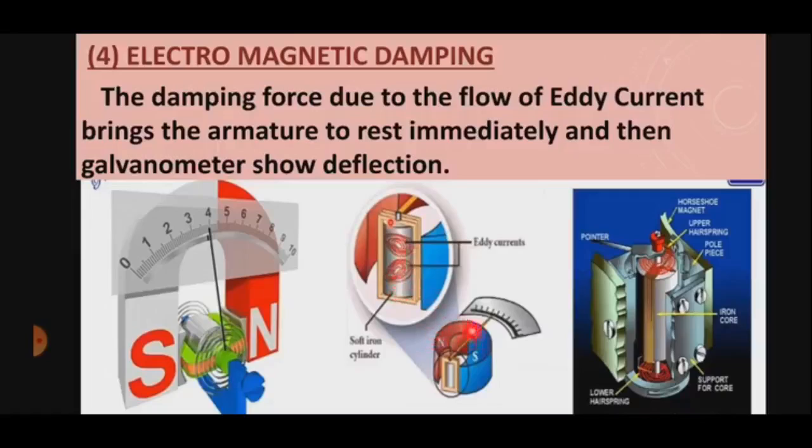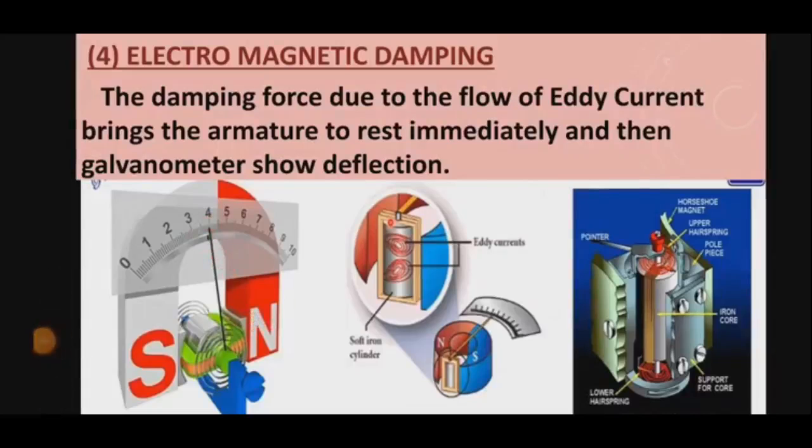Now taking the magnet, this is a soft iron core. The relation between the magnetic field and the soft iron core produces a radial magnetic field. This radial magnetic field induces the eddy current in the cylinder. The damping force due to the flow of eddy current brings the armature to rest immediately, and the galvanometer shows a steady deflection. This is called electromagnetic damping.